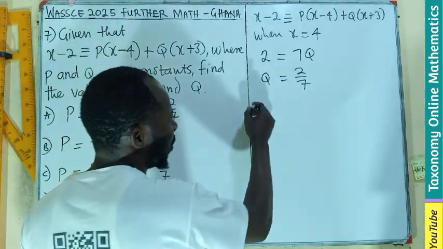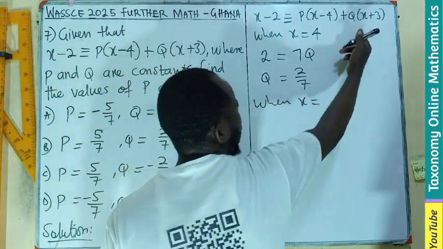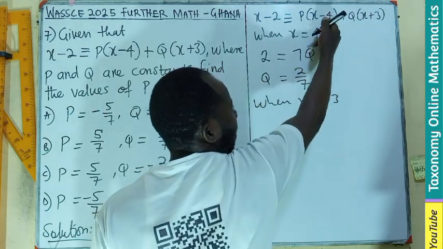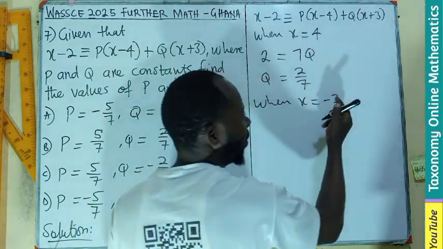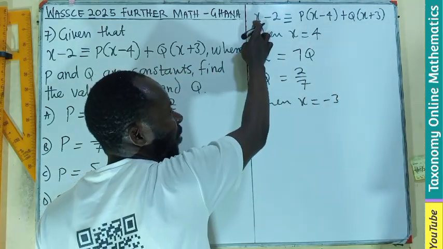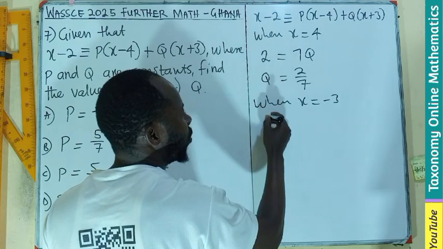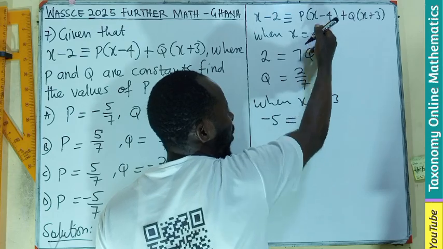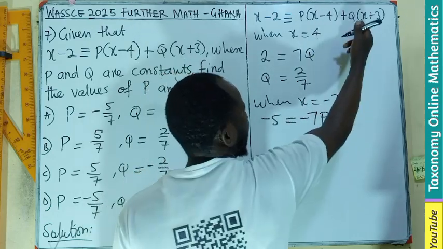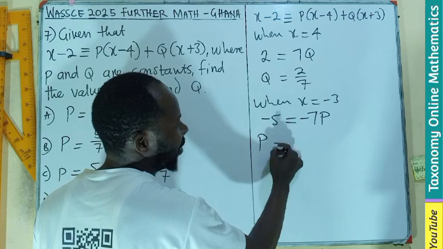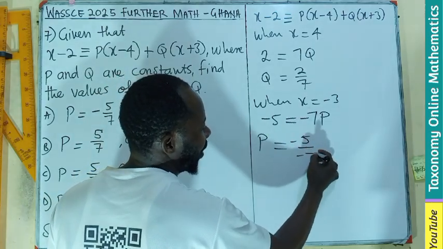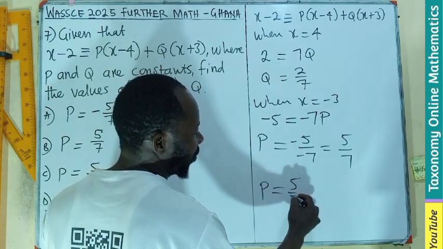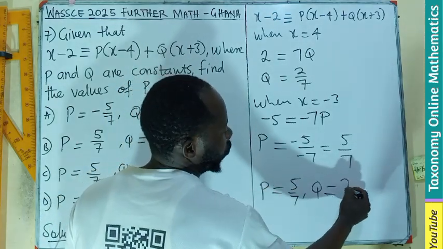Then the second thing is, when x is equal to negative 3, the opposite of the number here, positive becomes negative, negative becomes positive. Then it means that negative 3 minus 2 gives you negative 5. Negative 3 minus 4 will give you negative 7p. The q term becomes 0. So your p is now going to be negative 5 over negative 7, which is 5 over 7. So p is 5 over 7, and q is 2 over 7.